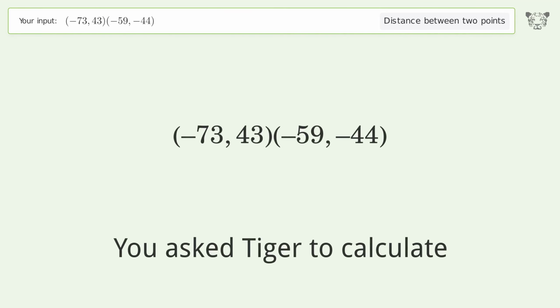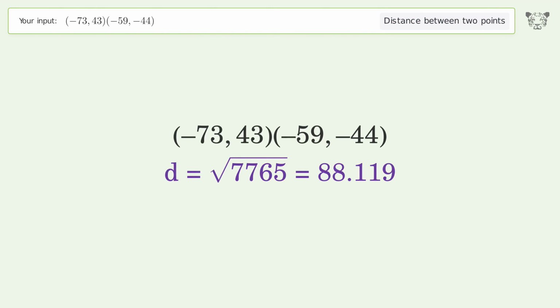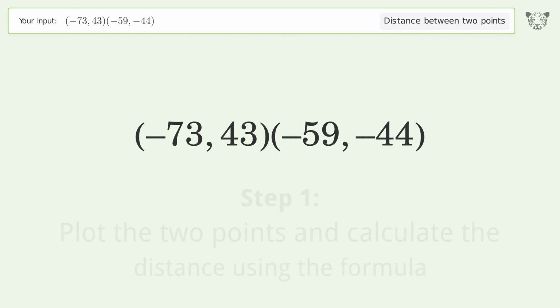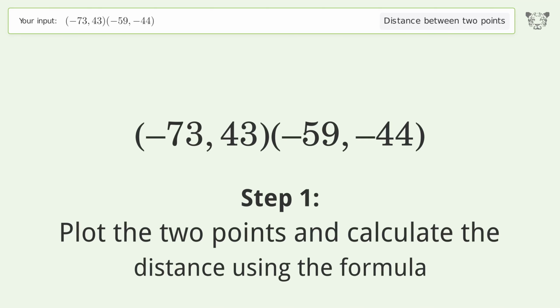You ask Tiger to calculate. This deals with the distance between 2 points. The distance between the 2 points is the square root of 7,765, or 88.119. Let's solve it step by step. Plot the 2 points and calculate the distance using the formula.